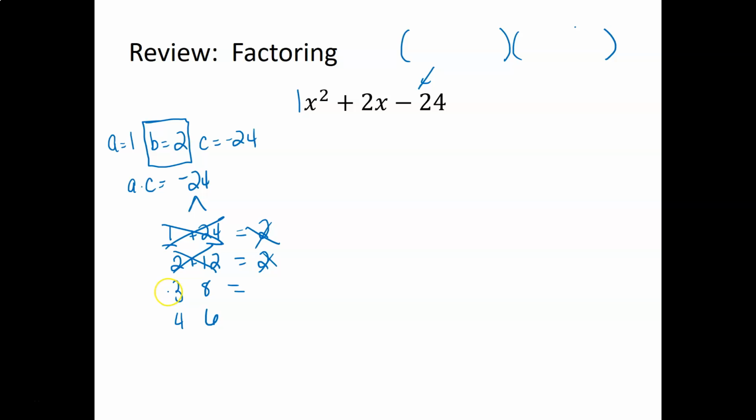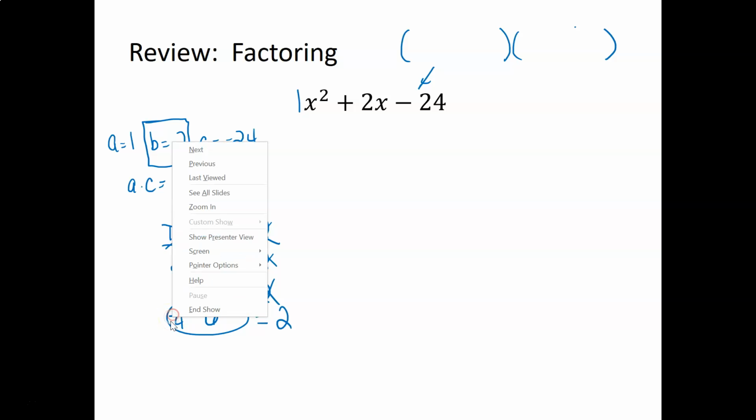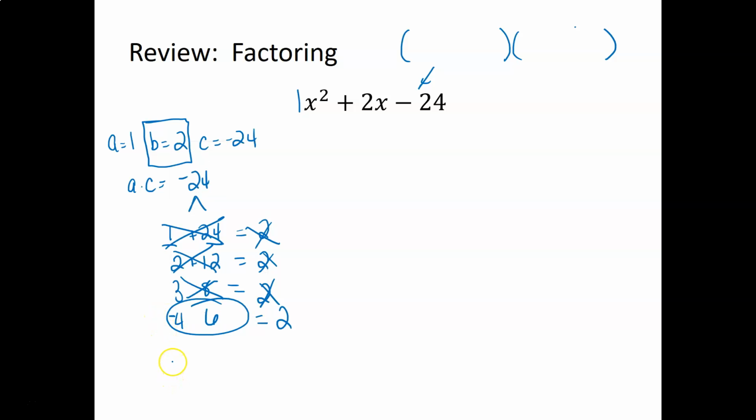For 3 and 8, if I make the 3 negative, negative 3 plus 8 is 5. If I make the 8 negative, negative 8 plus 3 is negative 5. That also does not equal 2, so it must be some combination of 4 and 6. I need this to be positive 2, and I need to multiply to be negative 24. Only one of these can be negative to make negative 24. The larger number has to be positive, so that means that my 4 has to be negative there.